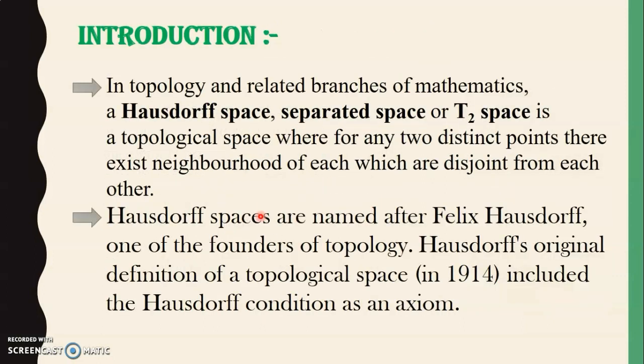Let us look at the introduction. In topology and related branches of mathematics, a Hausdorff space, which is also known as separated space or T2 space, is a topological space where for any two distinct points there exist neighborhoods of each which are disjoint from each other. Hausdorff spaces are named after Felix Hausdorff, one of the founders of topology, which I had already said. Hausdorff's original definition of topological space in 1914 included the Hausdorff condition as an axiom. Hausdorff condition is sometimes called T2.